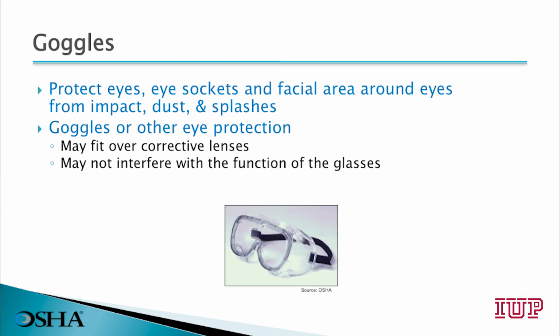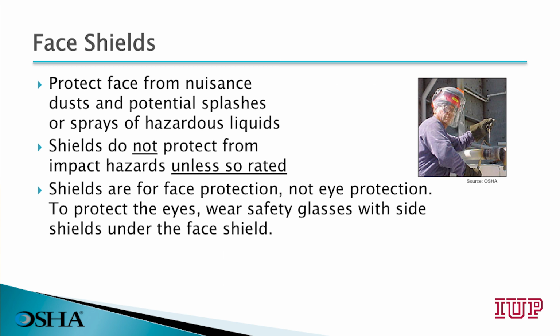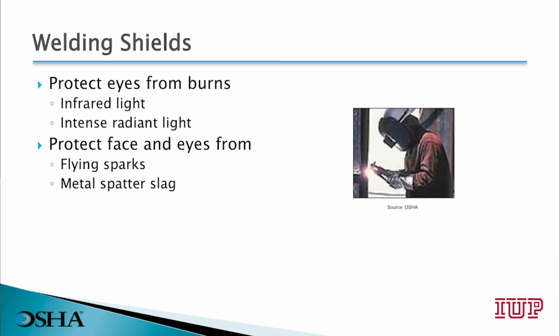Goggles will protect eyes and the eye sockets and the facial area around the eyes from impacts, dust, and chemical splashes. Goggles or other eye protection may fit over corrective lenses and may not interfere with the function of prescription glasses. Face shields protect the face from any nuisance dust or potential splashes or sprays of hazardous liquids. Shields do not protect from impact hazards unless they are specifically rated. Face shields are for face protection, not eye protection. To protect the eyes, wear safety glasses with side shields under the face shield. Welding shields protect our eyes from burns resulting from infrared or intense radiant light, and we need to protect our face and our eyes from any flying sparks or any metal slag.